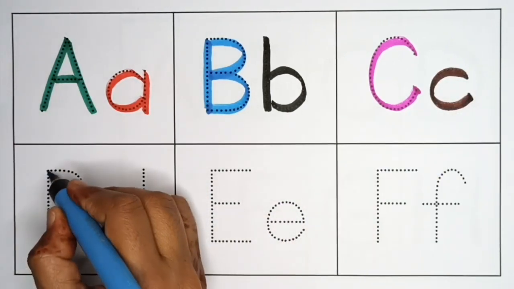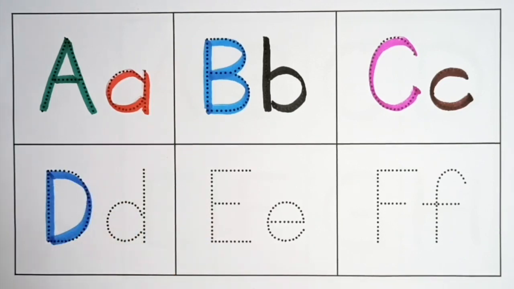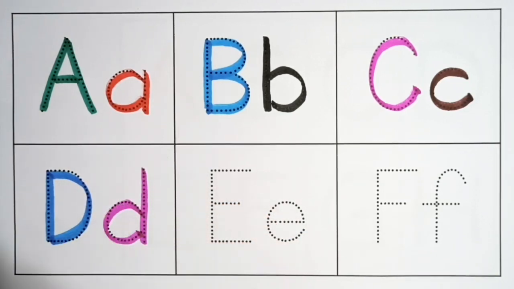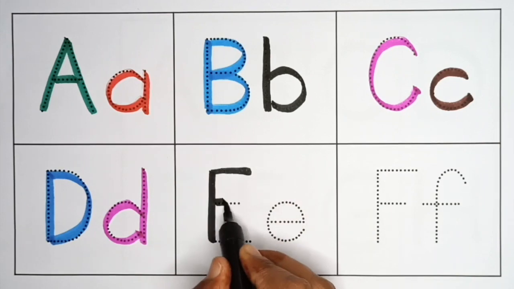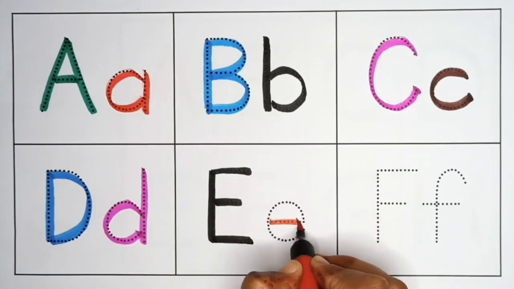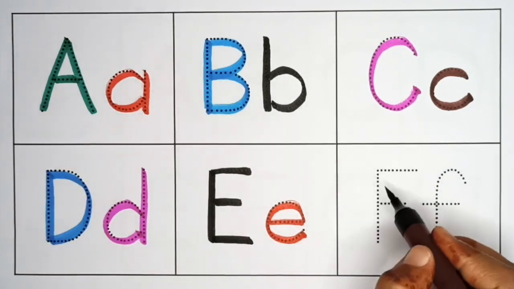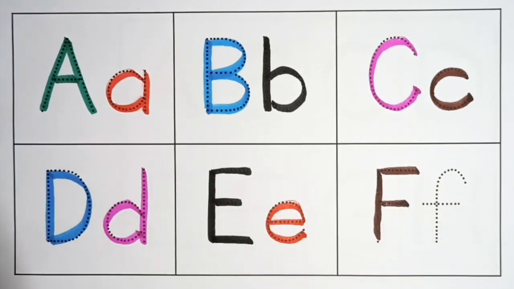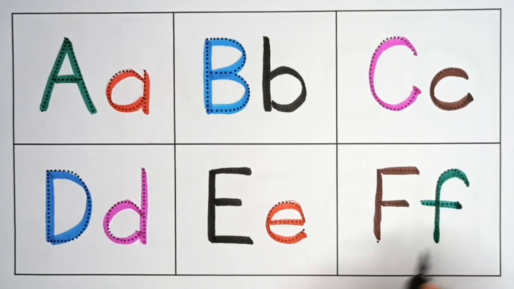Blue color. D for dog. Purple color. D for dog. Black color. E for elephant. Red color. E for elephant. Brown color. F for fish. Green color. F for fish.